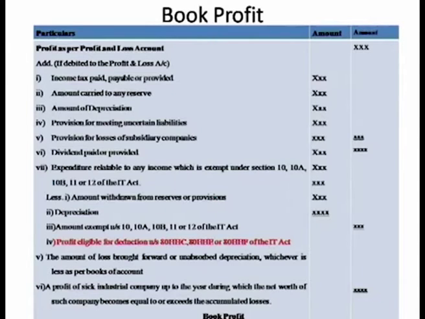And we have to deduct certain items also. Amount like amount withdrawn from the reserve or provisions, depreciation, amount exempt under section 10A, 10B, 11 or 12 of the Income Tax Act, and the amount of loss brought forward or unabsorbed depreciation, whichever is less as per books of accounts. So, this is the book profit. So, you get the book profit.